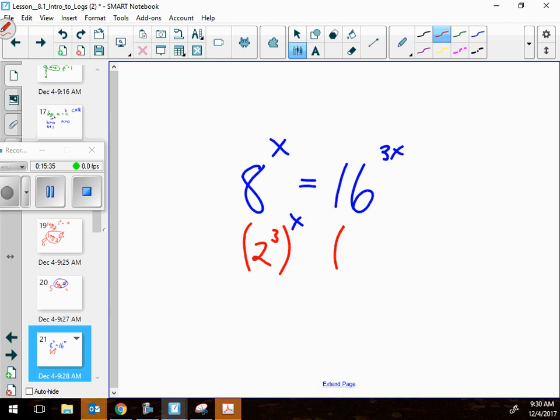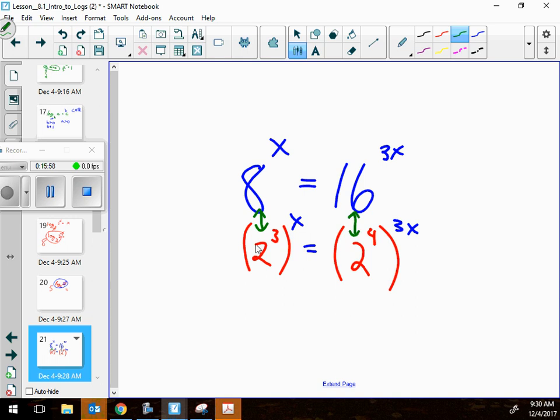This 16 is really 2 to the 4th. And then I got to put it to the 3x. Do you get what just happened there? These are the same as each other. I just swapped out a 2 to the 3rd for an 8. This is the same as each other. I just swapped out a 2 to the 4th for a 16.